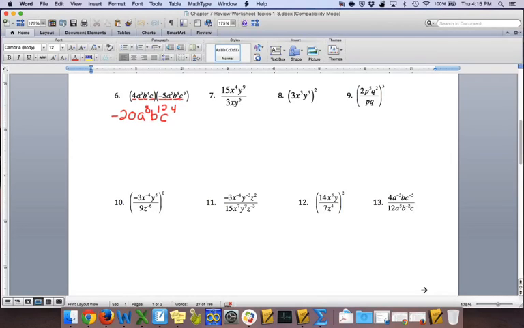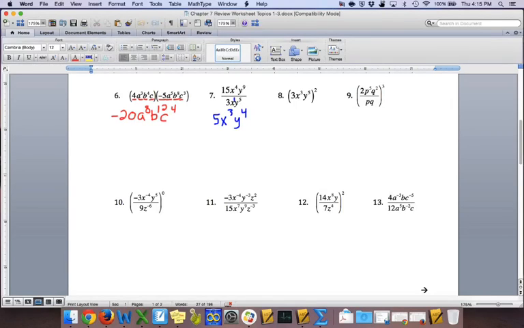Okay, so we have a fraction one here. Same idea though, we're going to focus on the numbers first. So 15 divided by 3 is 5. X to the 4th over x to the 1, we subtract the 4 and 1. X to the 3rd, and y to the 9th over y to the 5th gives you y to the 4th.